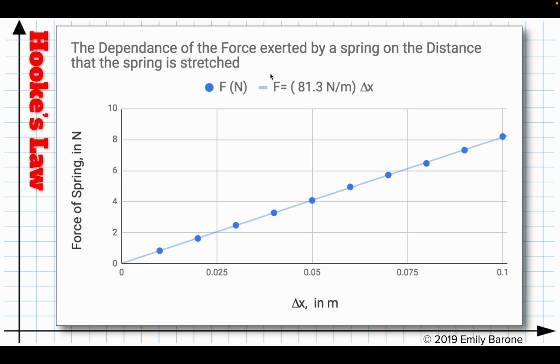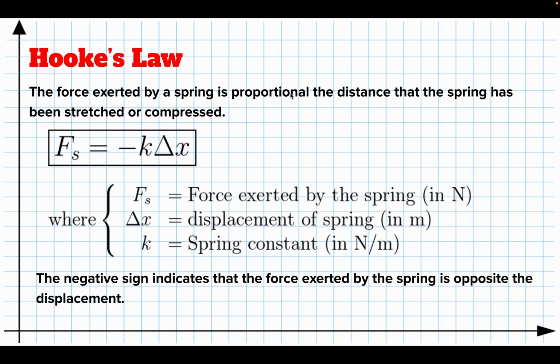So this relationship is what we call Hooke's law. And it looks like this. The force exerted by a spring is proportional to the distance the spring has been stretched or compressed. We didn't do that, but you can also compress a spring, and that requires a force. So how much force you need is proportional to the distance you wish to stretch it. The constant of proportionality is a number we are going to call the spring constant. It represents the stiffness of the spring.